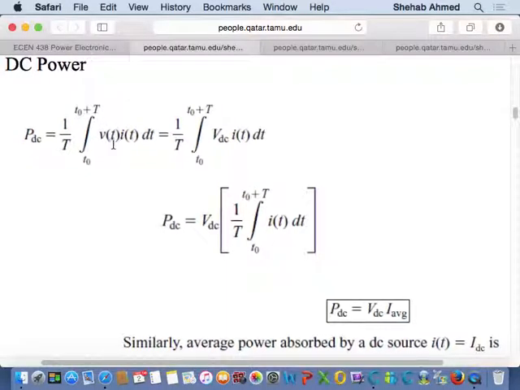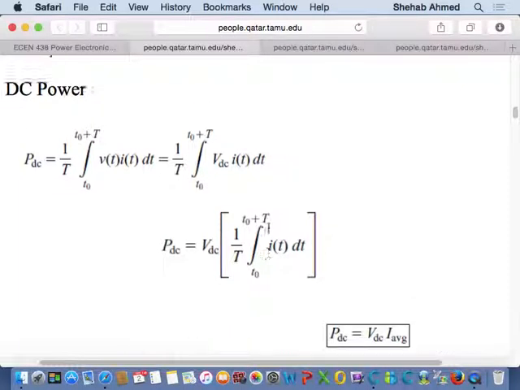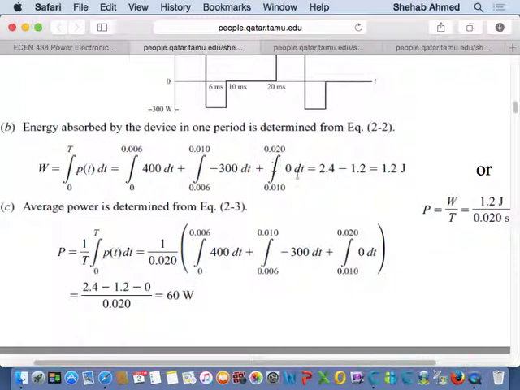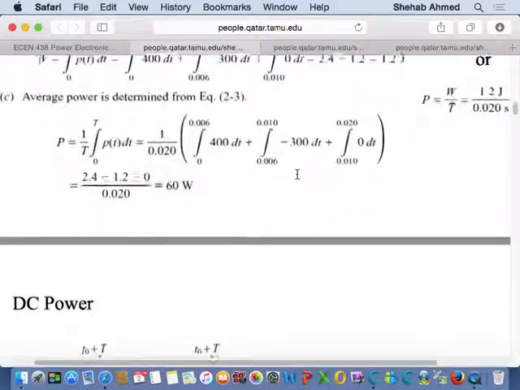DC power is average power, so it's 1 over the period integration of the instantaneous power over the period. If you happen to have a pure DC source, let's say a battery that's supplying a power electronic circuit, the battery voltage is DC, but the current you're drawing out of it is pulsed, for example. In this case, you can take the DC voltage out and do the integration just for the current, and do the same thing that was done in the previous example, where they divided it up into sections and calculated the average value of that current.